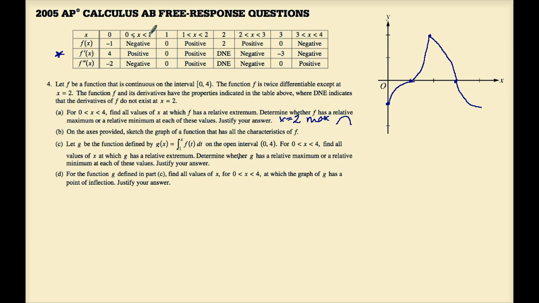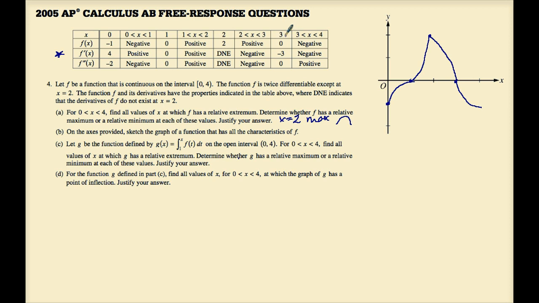g of x is the integral of f of x. Therefore, g prime of x is f of x. g double prime of x is f prime of x. To find the extreme values of g of x, we'll need to see where f of x is equal to 0 or is not defined. This is happening at 1 and at 3.